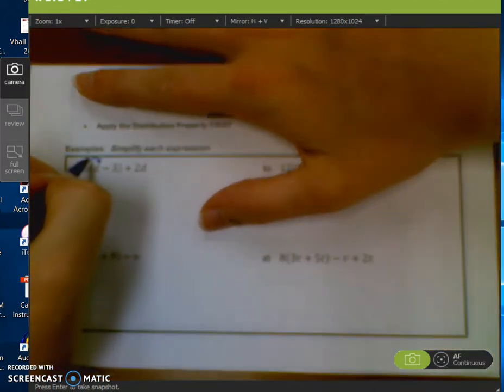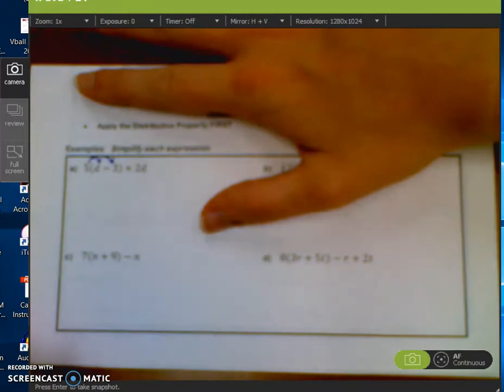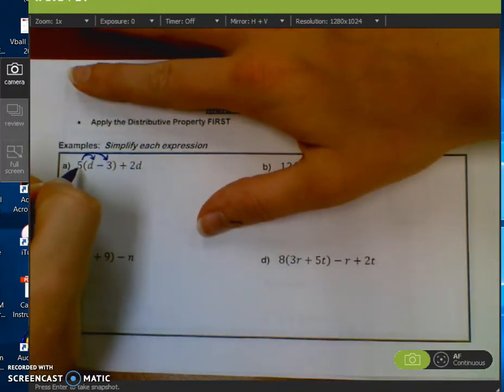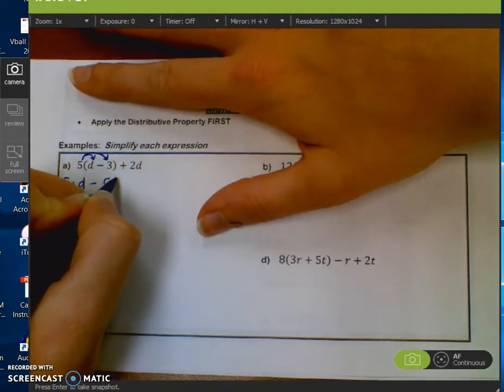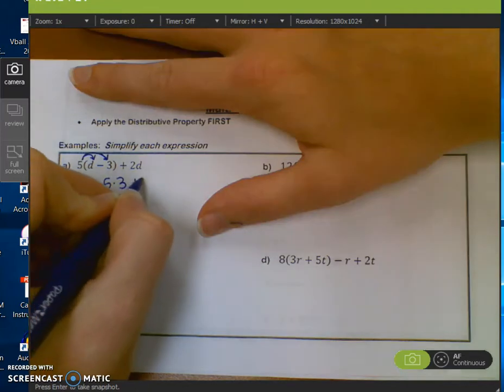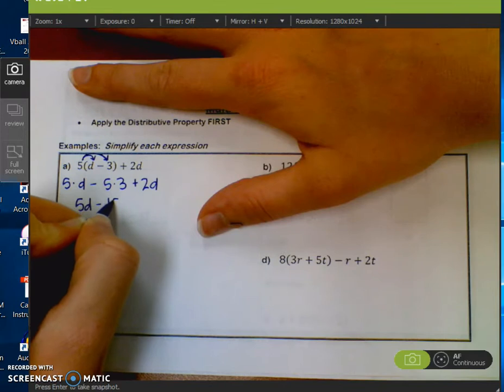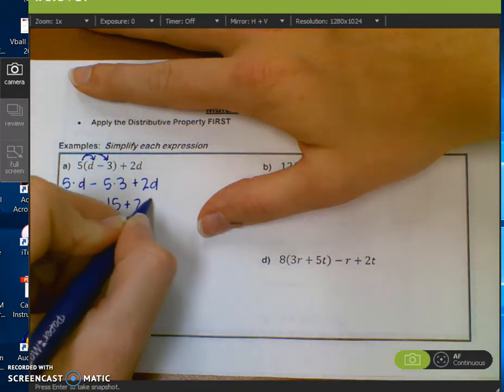5 times d minus 5 times 3 plus 2d. So again, the distributive property says we're going to take the outside number and multiply it by everything on the inside. And I'm going to bring my subtraction symbol down. So 5 times d is 5d, minus 5 times 3 is 15, plus 2d.